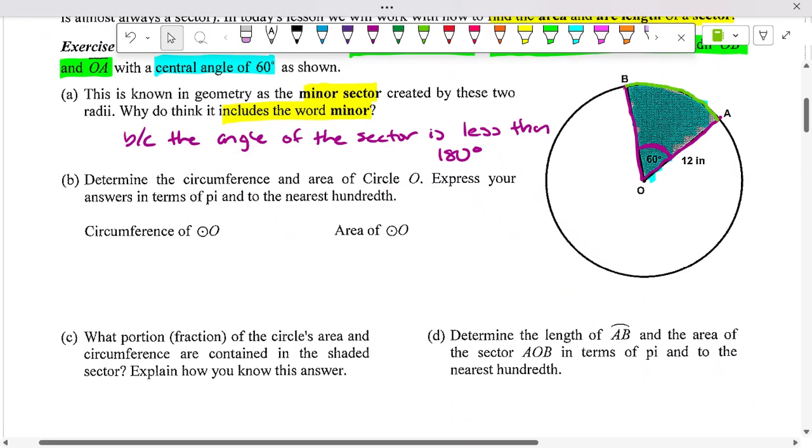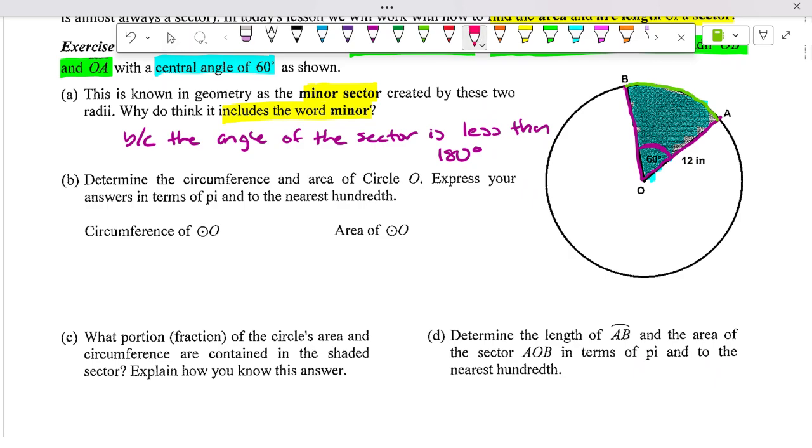Now, before we determine the area of the sector or the arc length of the sector, we first want to find the circumference and the area of the whole circles. So this is like 7th grade math here. What is the formula for circumference of a circle in terms of radius? 2 pi r. So 2 pi r is the circumference of the circle. What about area of the circle? What's the formula for area of a circle?